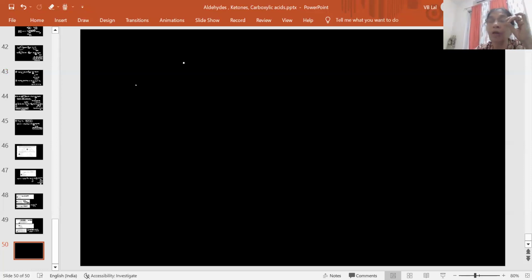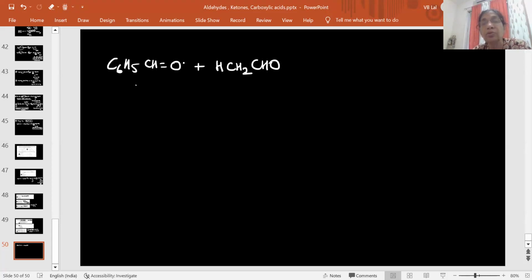The last one is a crossed aldol condensation. We can do C6H5CHO. This one does not have alpha hydrogen, and I want to react it with CH3CHO. I've written it as CH3CH2CHO so that you can see the alpha hydrogen clearly. So where will the alpha hydrogen go? This is negative and this is positive, and this is negative and this is positive. So you can add the two and write the product. What do you write?